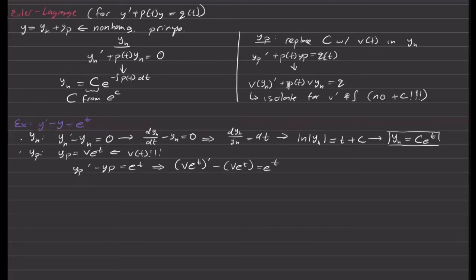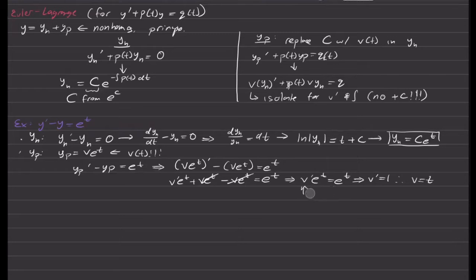Then we can expand this using the rules that you probably learned in Calc 1 or Calc 2. With the product rule, this is v prime e to the t plus v times e to the t prime, which is just e to the t, minus v times e to the t is equal to e to the t. These two cancel out. So our resulting differential equation is v prime times e to the t is equal to e to the t. This implies that v prime is equal to 1, which means we can conclude that v is equal to t.